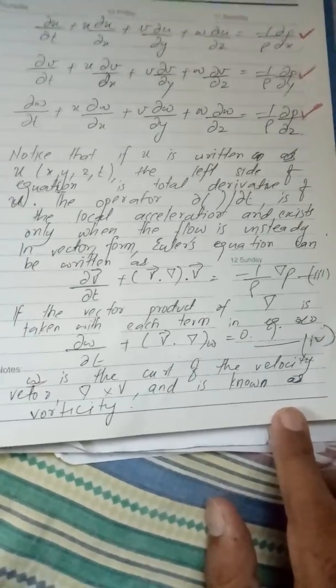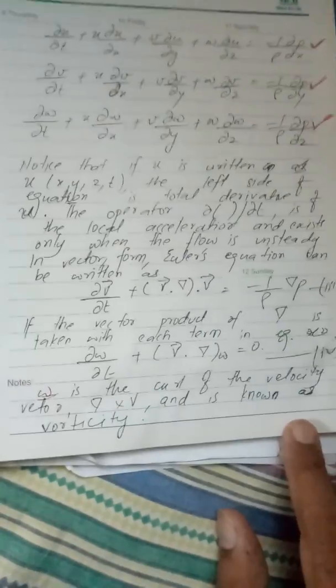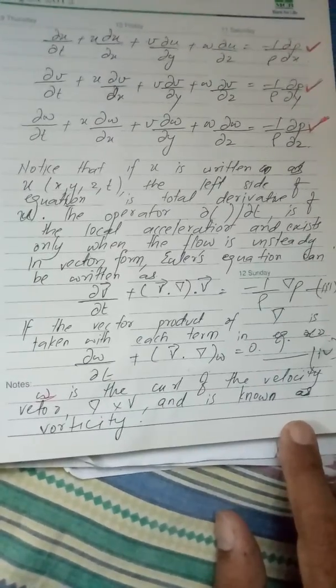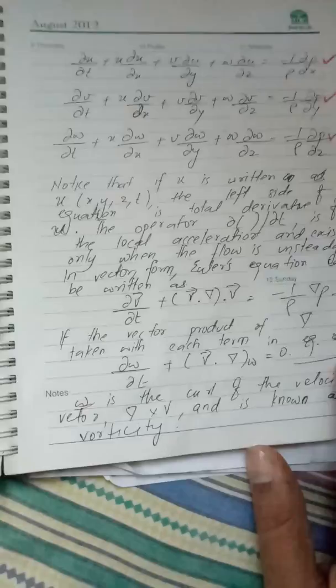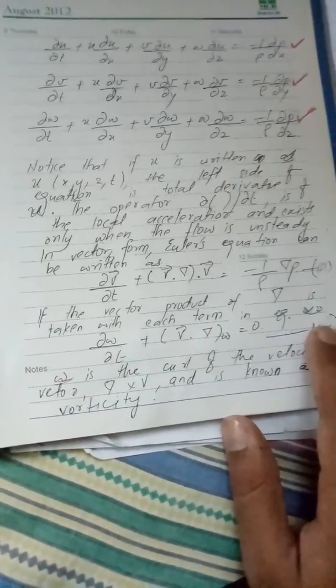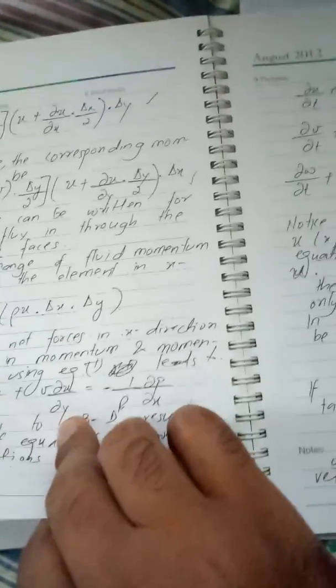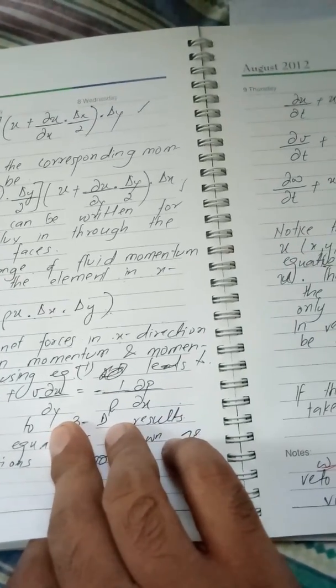This is how it has been shown. So W is the curl of the velocity vector, del cross v, and is known as vorticity. So normally you show it this way. These are the normal ways of showing Euler's equation. And Euler's equation would normally be used to create a momentum flux, the instantaneous rate of momentum.